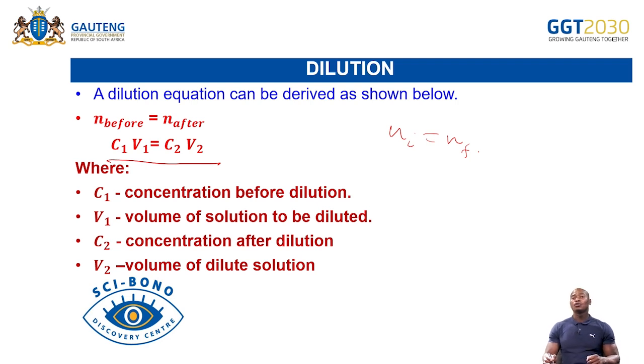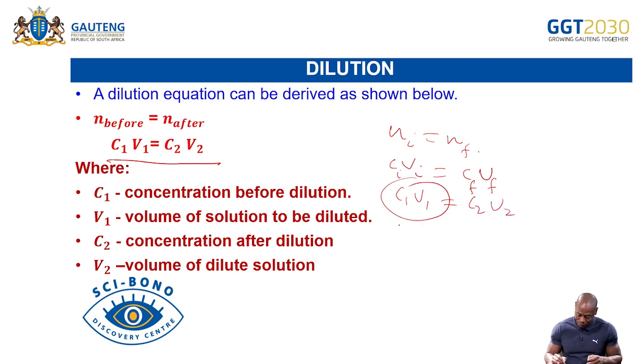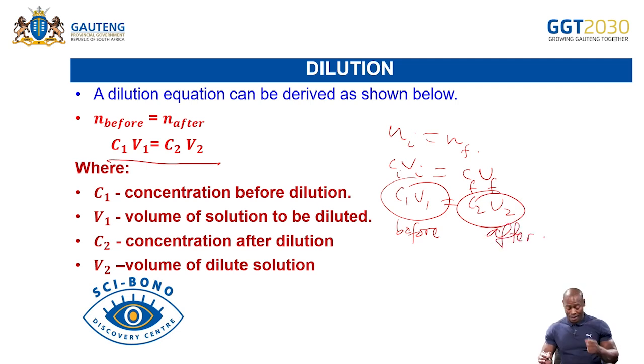So the number of moles before dilution will be equal to the number of moles after dilution. And how do we calculate the number of moles? From the equation C equals n over V, your n will be CV. Even this one will be CV. Hence here we'll say maybe initial, final, but we prefer to use C1 V1 equals C2 V2. So this will be before dilution, and this will be after dilution. So this is the equation that we use when it comes to dilution.